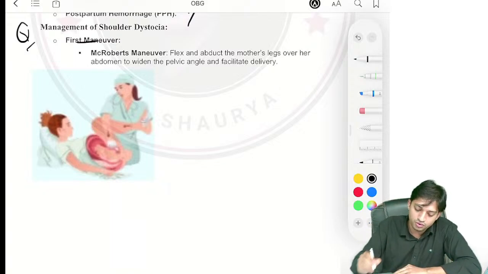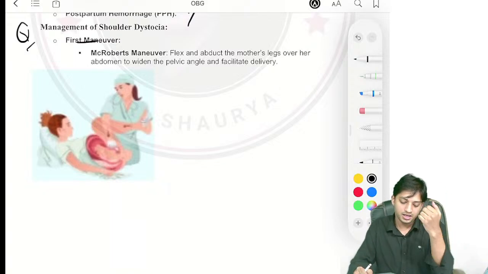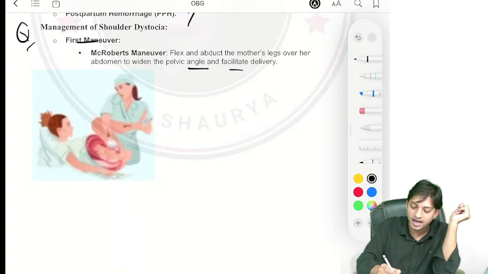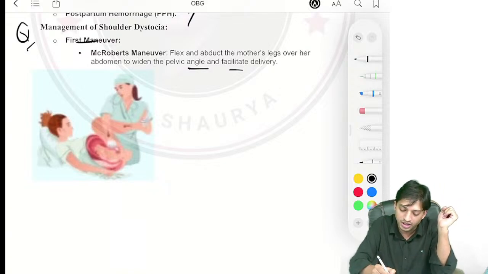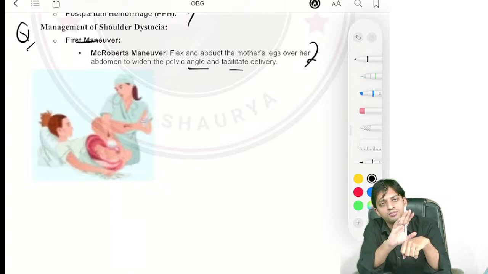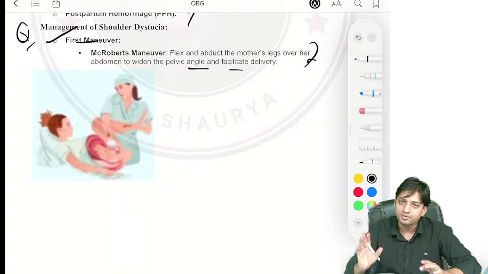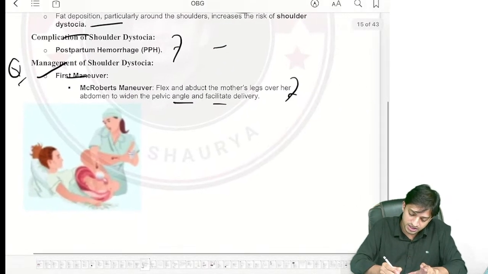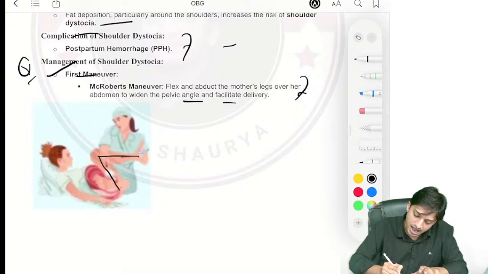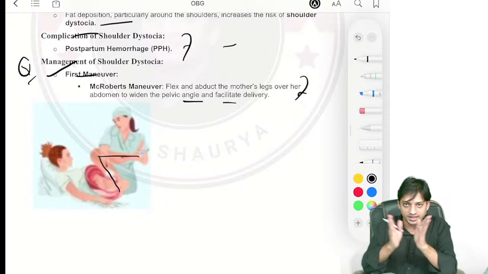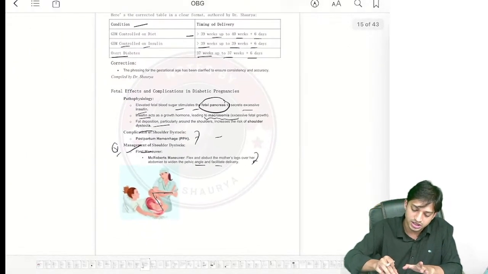First maneuver, what do you do? You do the McRoberts maneuver, right? In this, you just flex and abduct the mother's leg over her abdomen to widen the pelvic angle and facilitate delivery. No need to get into the details. Just remember the named maneuvers, very easy, because they have asked you for your FMG exams, named maneuvers are more than enough, right? So first maneuver will be your McRoberts maneuver for management of shoulder dystocia. Here you are flexing the female leg and abducting the mother's leg over her abdomen. Why are you doing this?